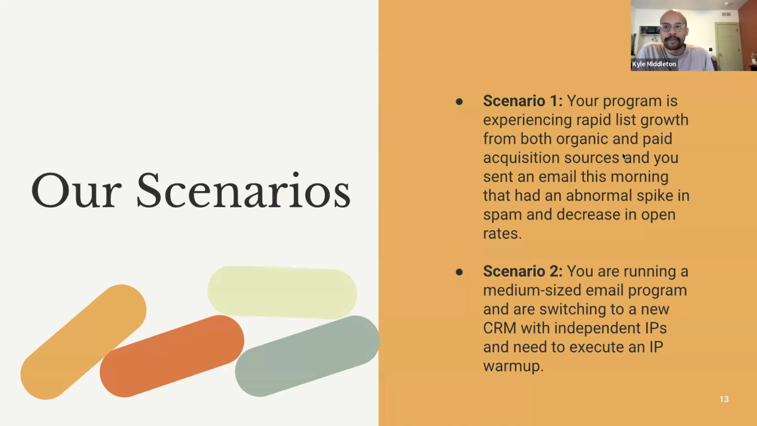Okay, so we're going to run through two scenarios. The first scenario is you have a rapidly growing program. You're doing organic, you're doing paid acquisition, and you sent an email in the morning that had an abnormal spike in spam and a decrease in open rates. And then the second scenario, which we'll get to in a little bit, is you're running a medium-sized email program and you're switching to a new CRM with independent IPs and need to execute an IP warm-up. But we'll jump into the first scenario.